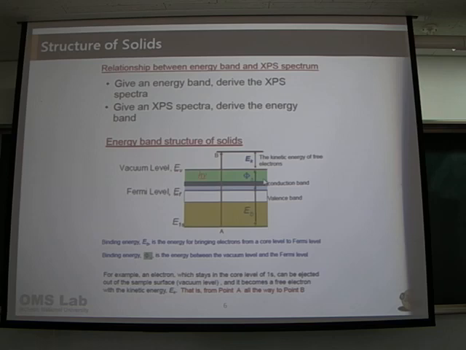For example, an electron which stays in the core level of 1s can be ejected out from the sample surface and becomes a free electron with a kinetic energy Ek. In this case, from point A to B on the way, this is the h nu. This h nu comes from the Einstein theory. It means h nu equals binding energy plus kinetic energy.